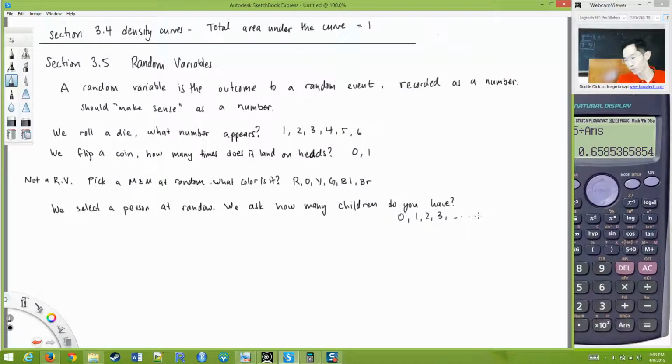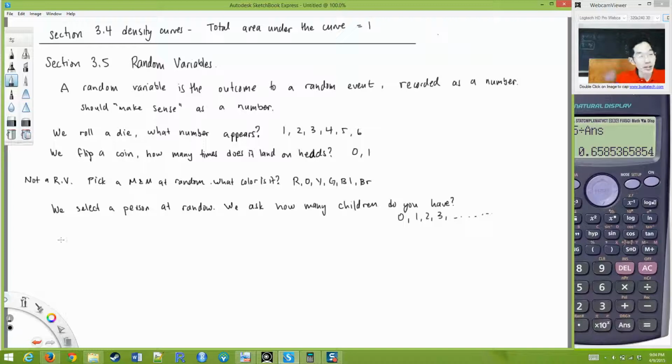You know, up to, I don't know what the limit is on how many children someone can have. Well, I guess if you are a Genghis Khan, you can have 1,000 children, right? So whatever number, maximum limit. Okay, so it continues.